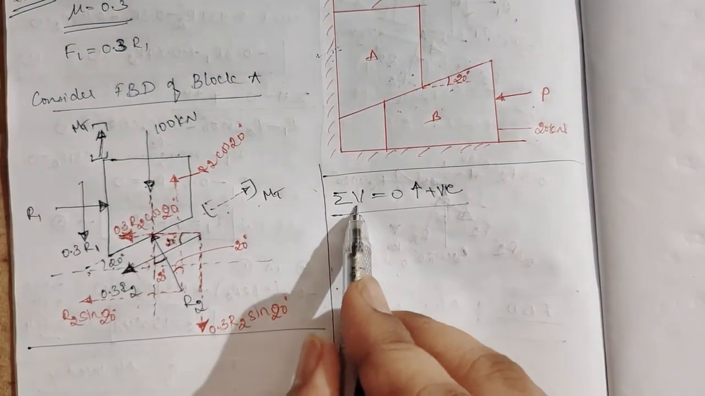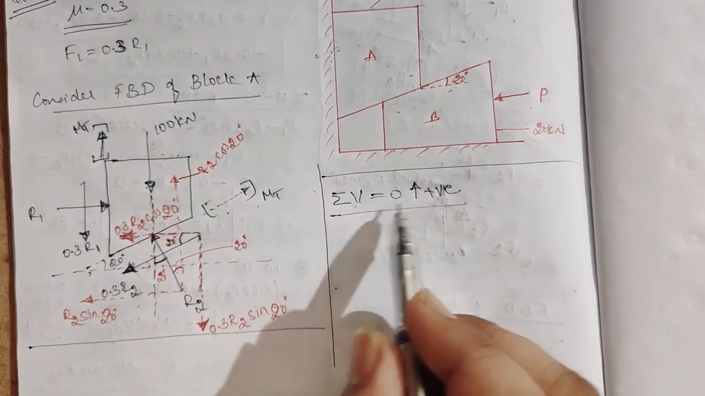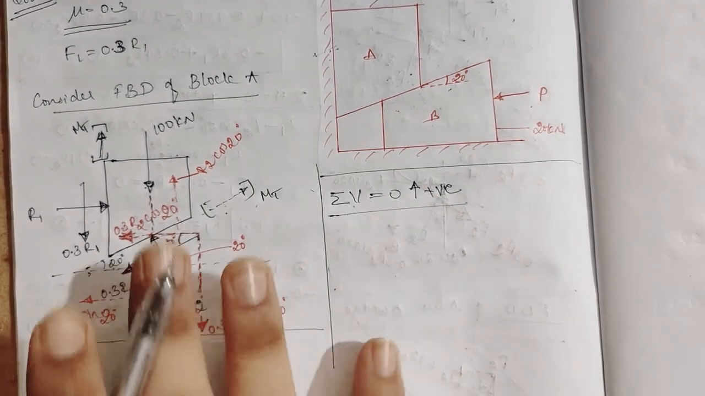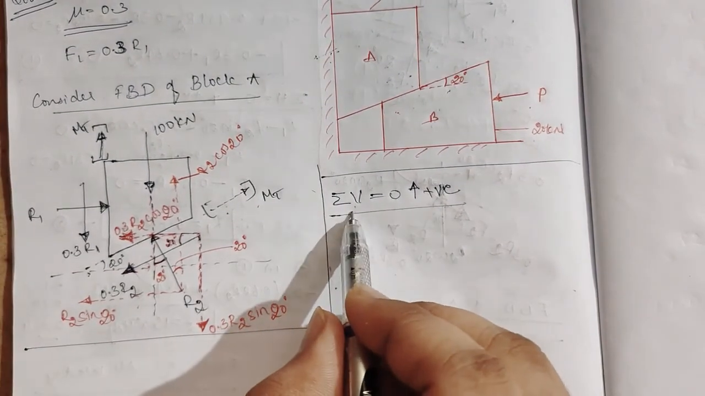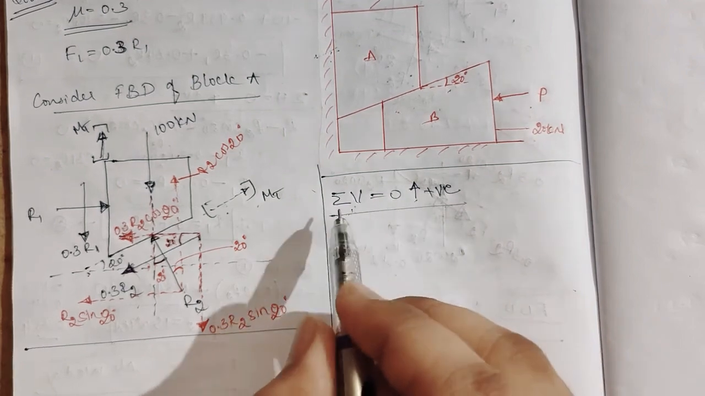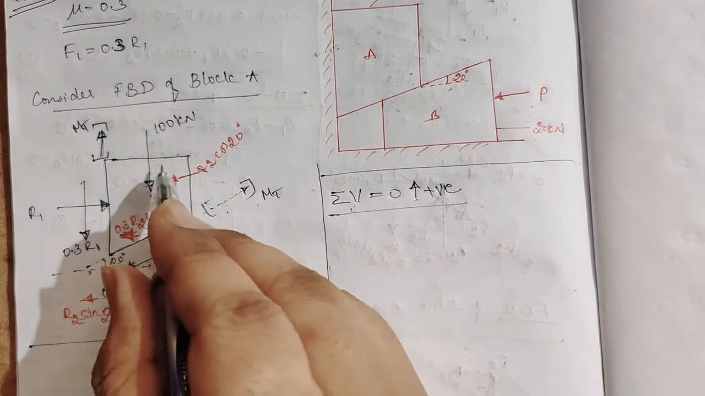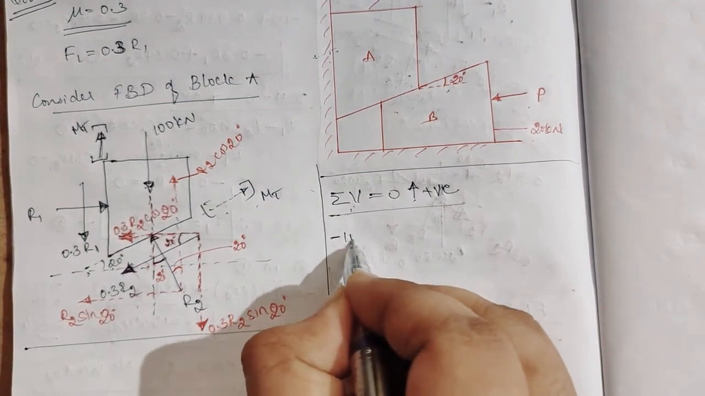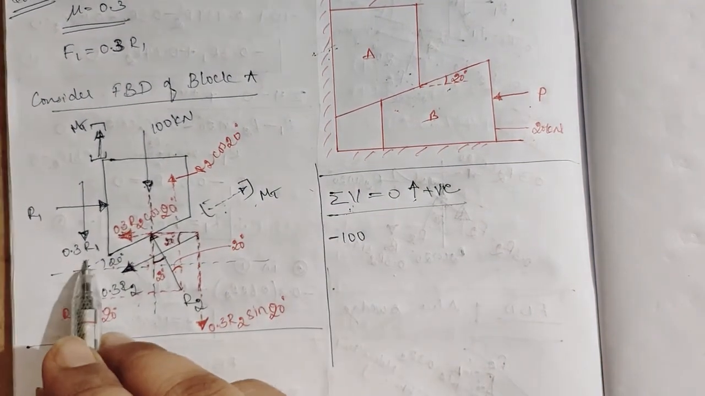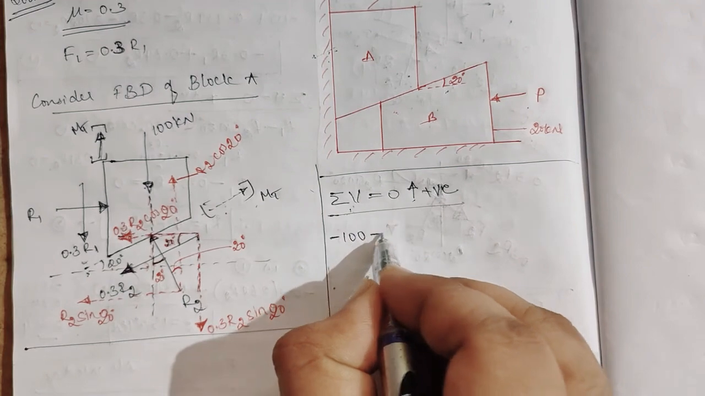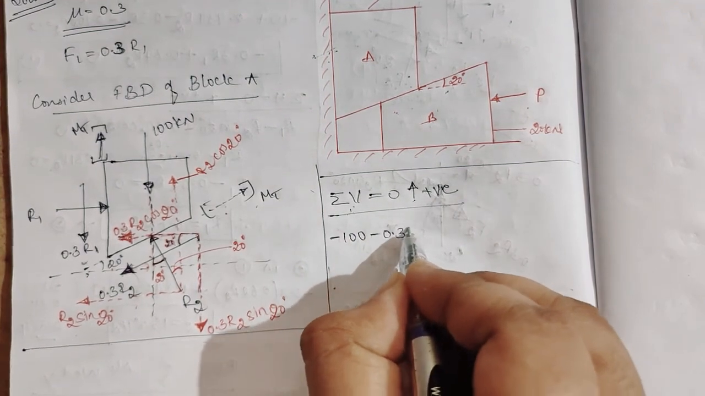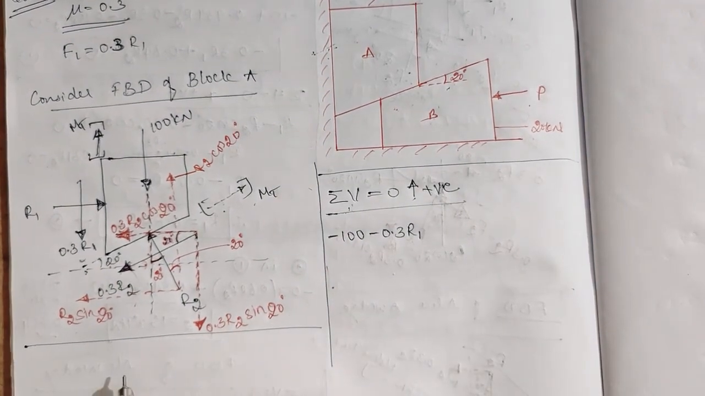Summation of V is equal to 0, taking upward as positive. Don't leave any forces now. Summation of vertical forces is equal to 0, taking upward as positive. So which are the vertical forces? First you note that down. So 100 kilonewton, so minus 100. Then this 0.3 R1, that is also minus because the direction is downward.